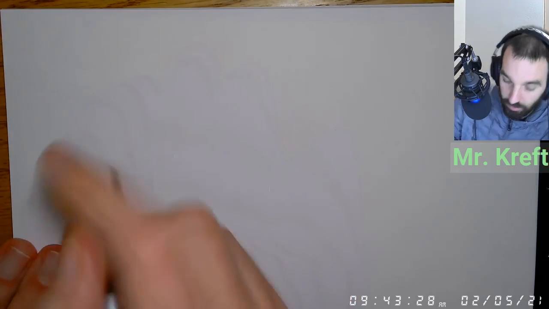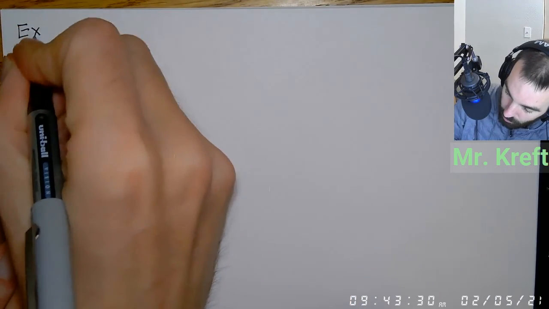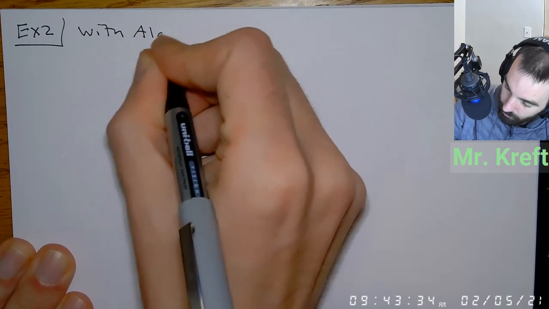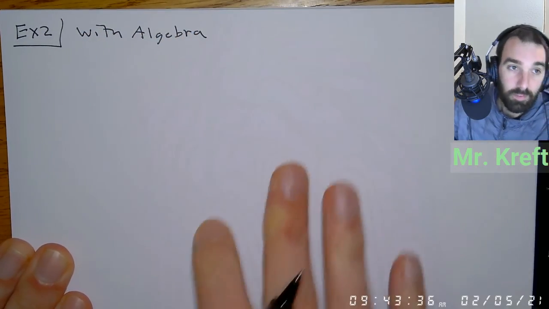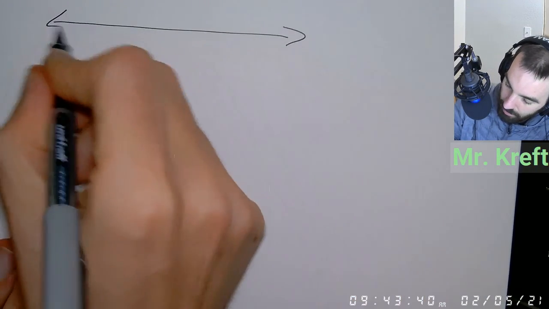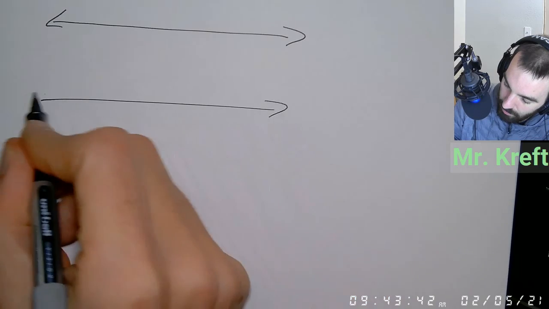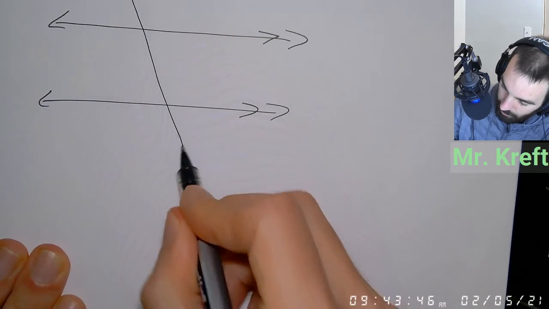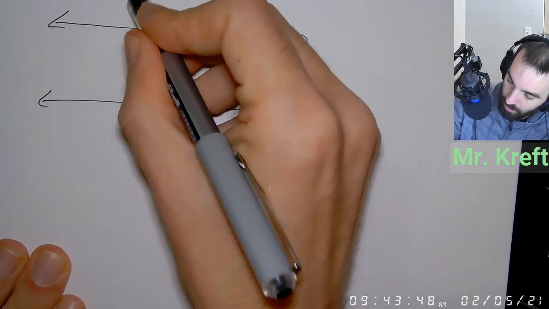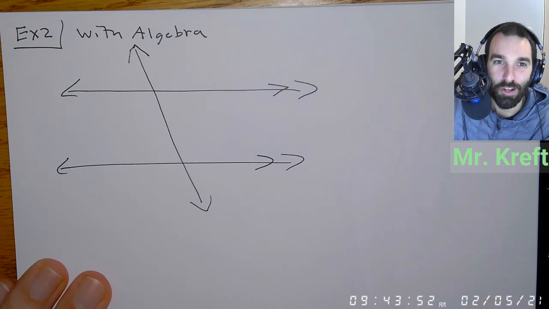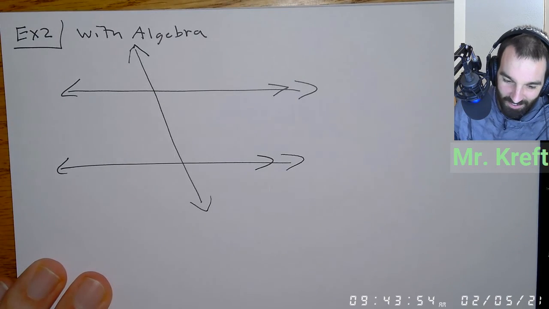Okay, so I'm going to add in algebra, right? So we're going to do example 2, and this is with algebra. I'm going to go ahead and make some horizontal parallel lines. And I usually just use one additional arrow for parallel because I'm lazy and I don't want to draw a whole bunch of arrows.